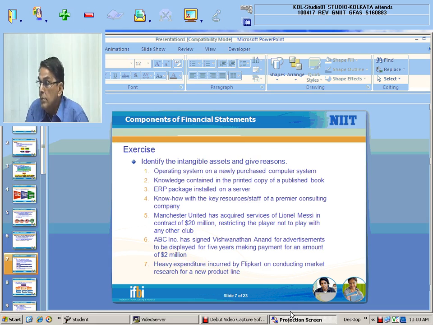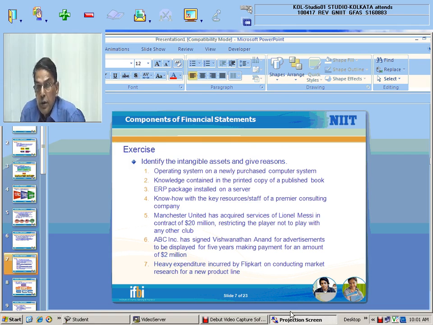Yes, just now we are discussing these things. The exercise is to identify the intangible assets and give reasons. An operating system and a newly purchased software is not an intangible asset, because the operating system is treated as an integral part of the computer system itself. The entire computer system is treated under IS 16.